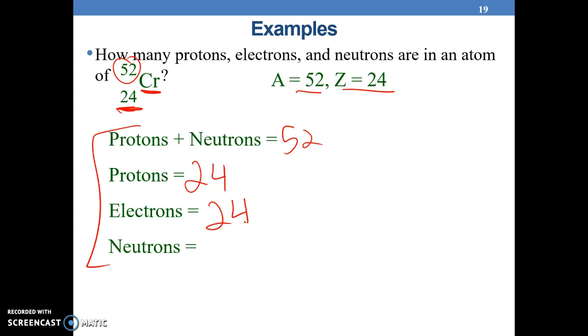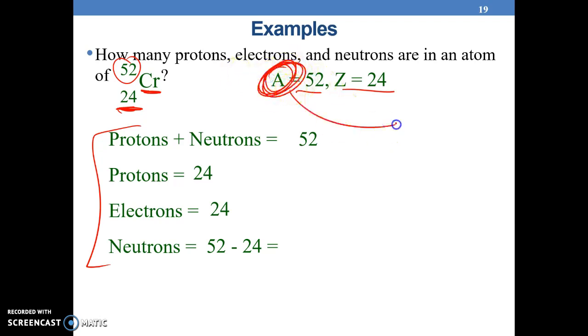So how do we solve for the neutrons? Now I've animated this in. To solve for the neutrons, you take that mass number 52 and you just subtract the number of protons, because the big thing to note is that A, remember, is protons plus neutrons. So that gives you 28. That's the hardest one to solve for.